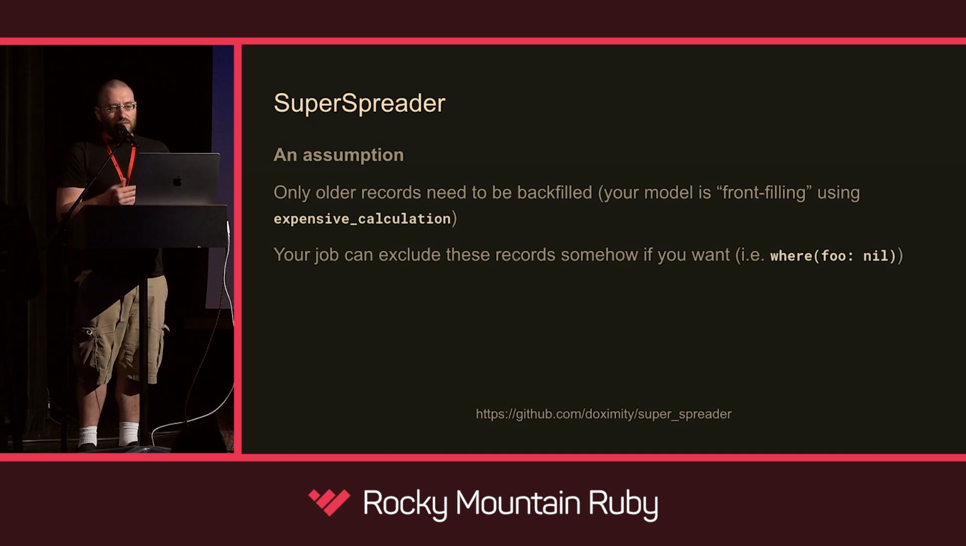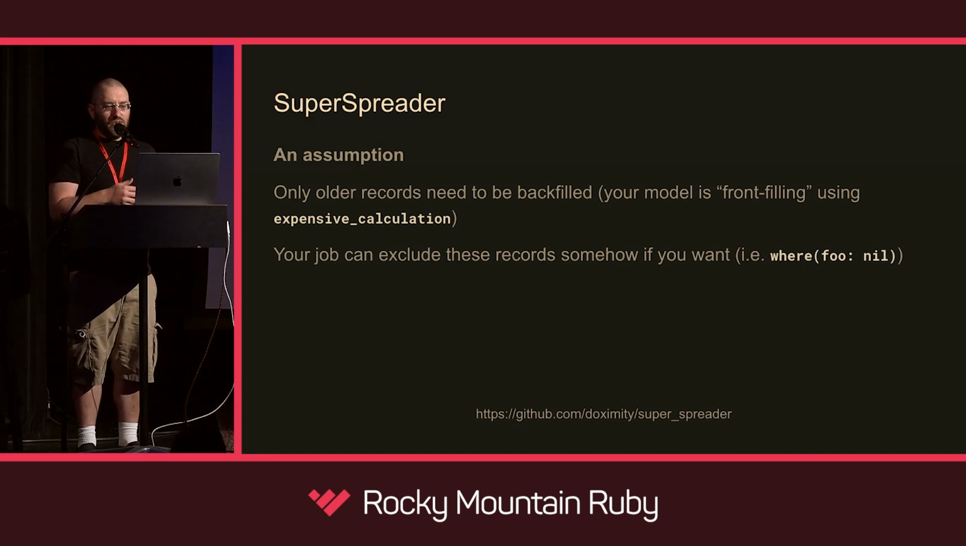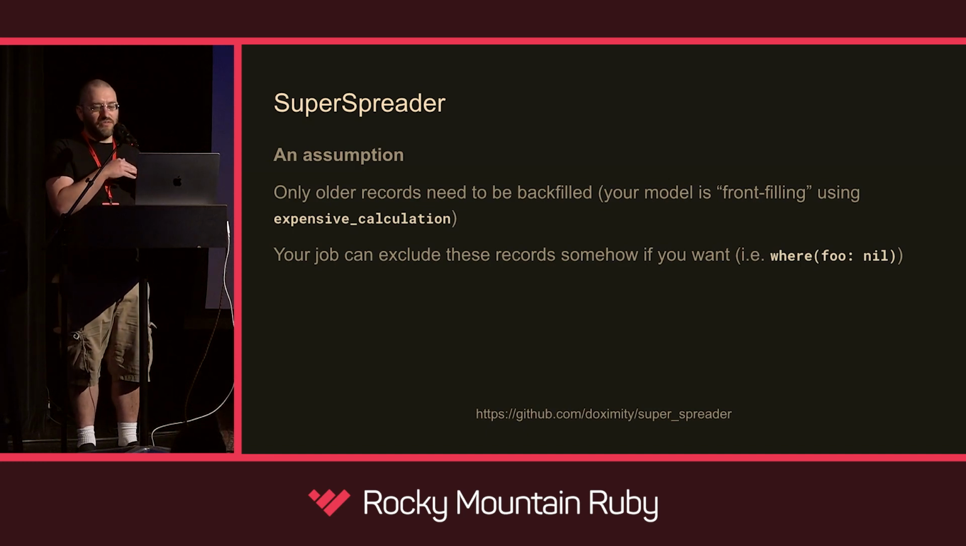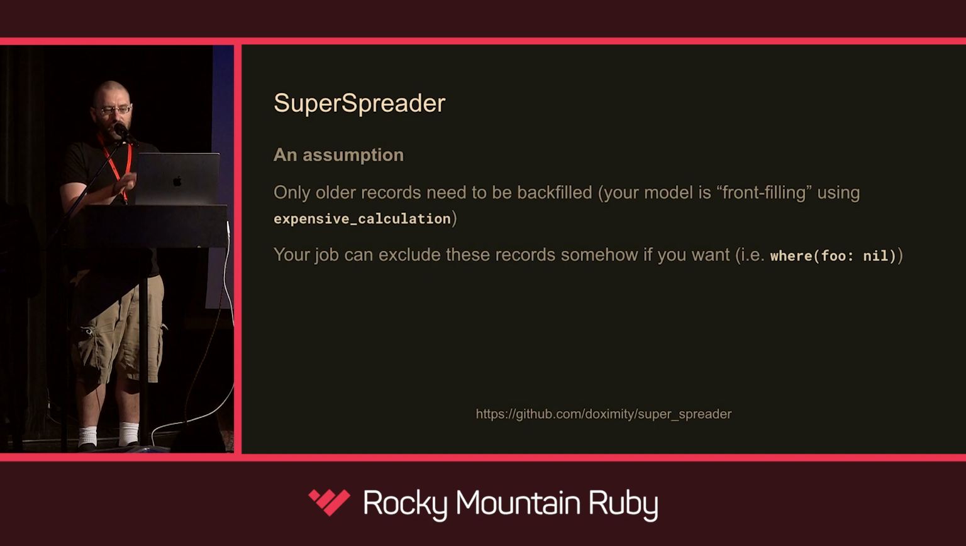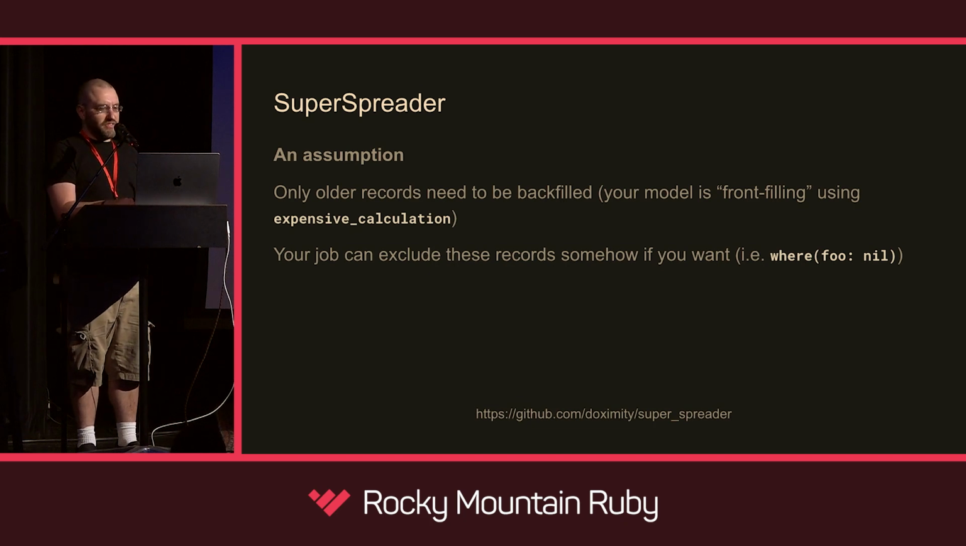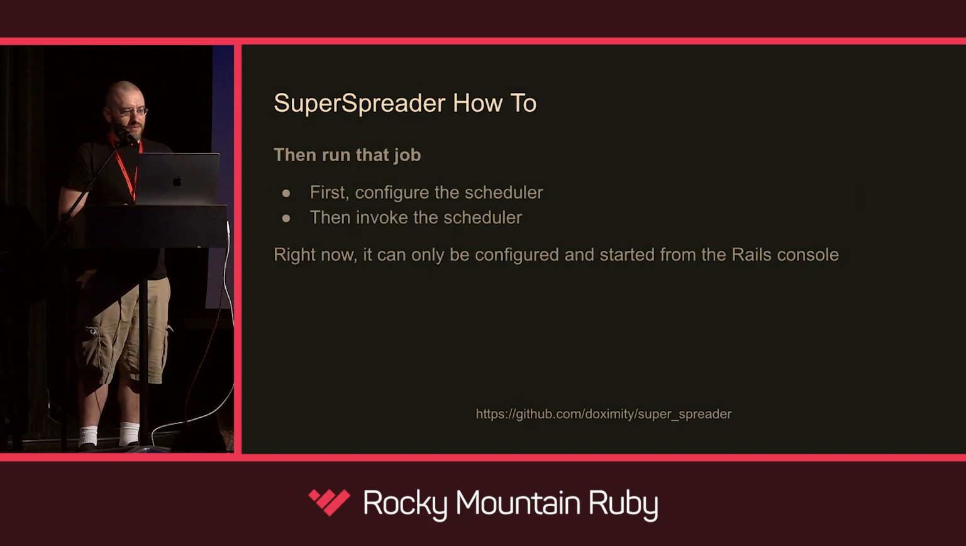An assumption here is that only the older records need to be backfilled. So the idea is that your model is front filling using that expensive calculation going forward, so you're just going back, and you can, of course, exclude records if you need to.